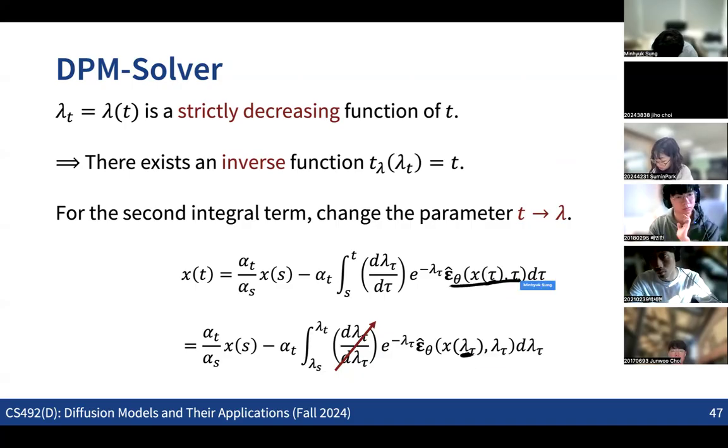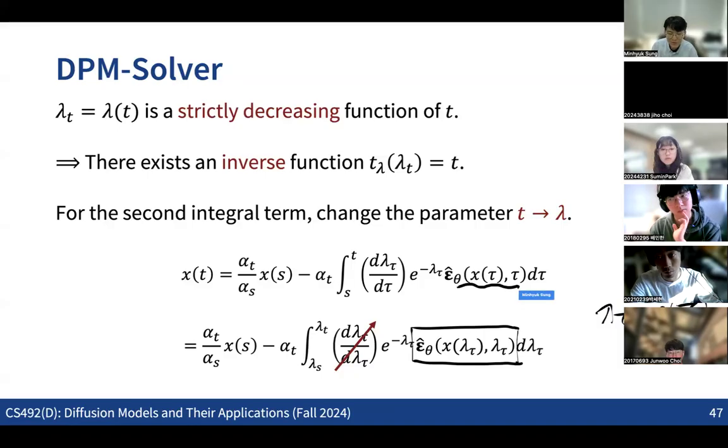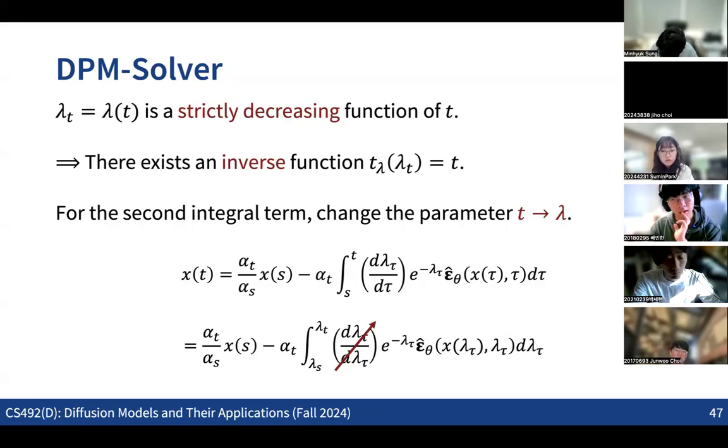Actually, this is the same. We are just changing some of the notations and parameters here. But basically, given lambda tau, once you compute the corresponding time step tau and feed it into the noise prediction network, it becomes the same, right? So it's just notation-wise; we are changing the parameters from t to lambda.